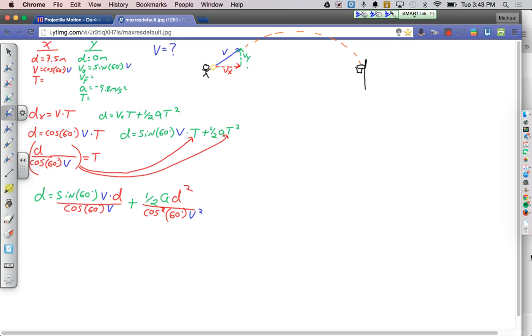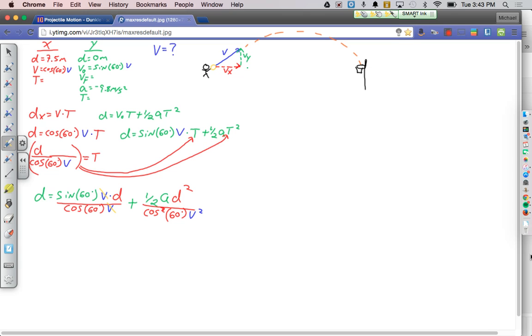So that's what that looks like. It looks a little messy, but we're going to clean it up. So the first thing we're going to do over here on the first term of the sine 60 v_x over cosine 60 v_x is I have v divided by v, so I can cancel those out, making my life a little bit easier.